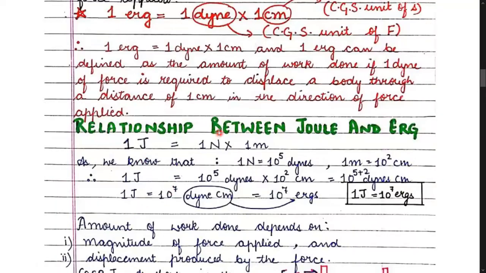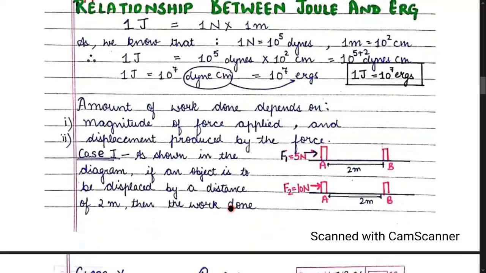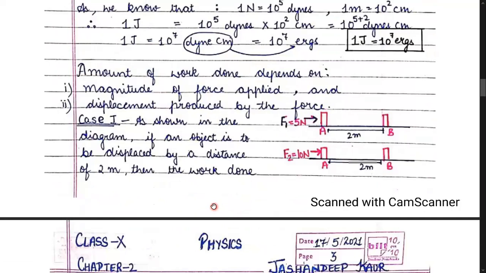And the relationship I just told you, you have to learn this also. 1 joule is equal to 10 raised to power 7 ergs. So, children, how much work you have done depends on two factors. Firstly, how much force you are applying, and secondly, how much displacement is done by the applied force.